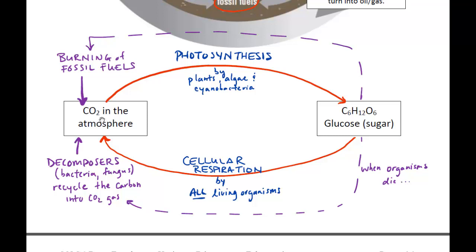And again, you can have other pathways as well, because the glucose or that sugar gets built into the different organisms as they're growing. And when those organisms die, the decomposers, like the bacteria and the fungus, are able to recycle that carbon back into carbon dioxide gas. Or the dead and dying organisms can form fossil fuels, and then we burn the fossil fuels to return the carbon dioxide back to the atmosphere. So all of this contributes to the carbon cycle.